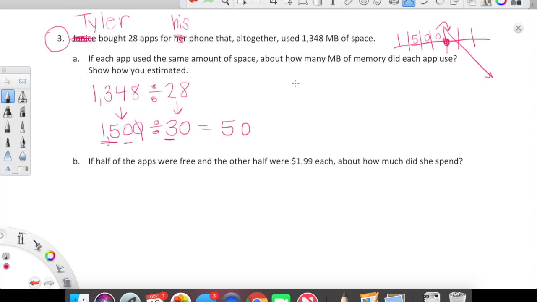Let's just check ourselves. If that is indeed true, also 50 times 30 should be equal to 1,500. 5 times 3 is 15, and we're bringing 2 zeros to the party. Yes. Okay, sweet. We are good.